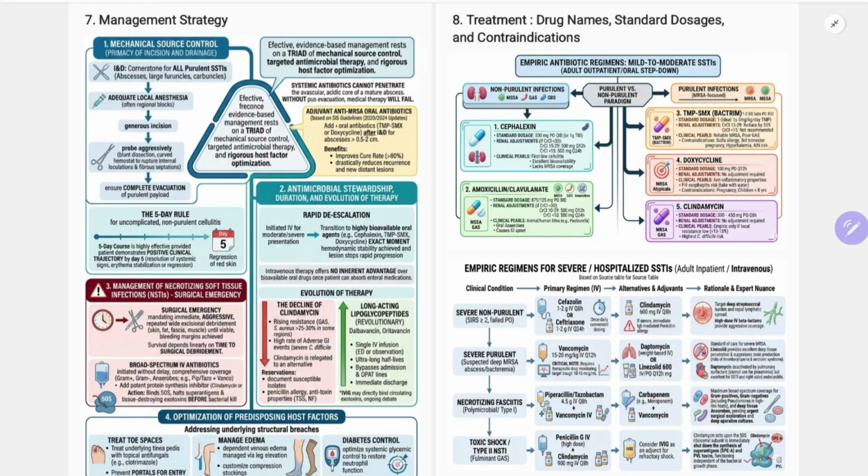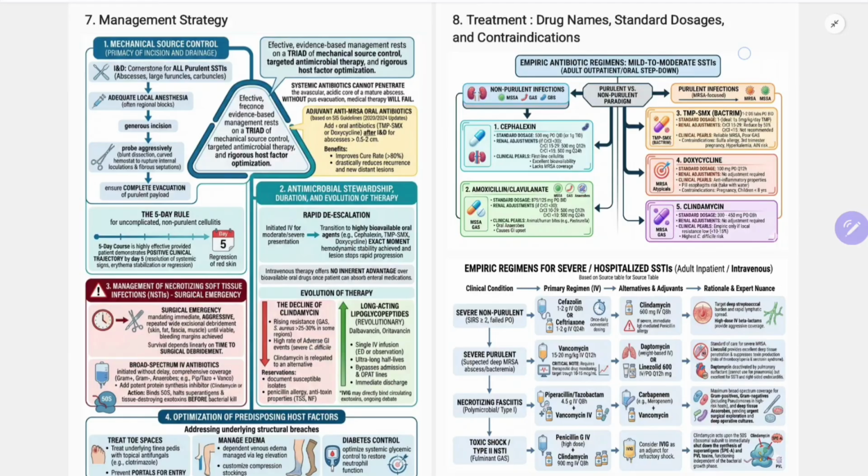And in cases of mild purulent SSTI, you can use oral antibiotics, and those which are highly bioavailable, like doxycycline, cefalexin, and cotrimoxazole, can be used. But if pus is there, then you should have a cover for MRSA. So doxycycline and cotrimoxazole have a cover for MRSA, but cefalexin cannot cover MRSA.